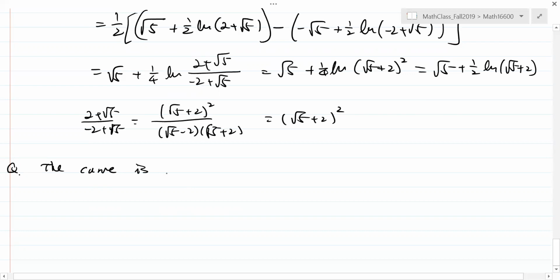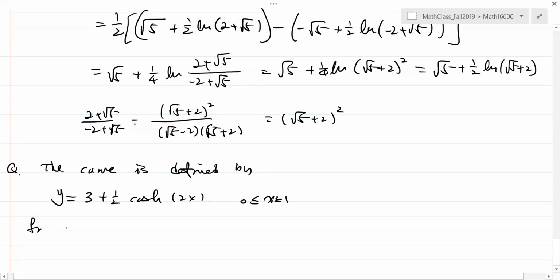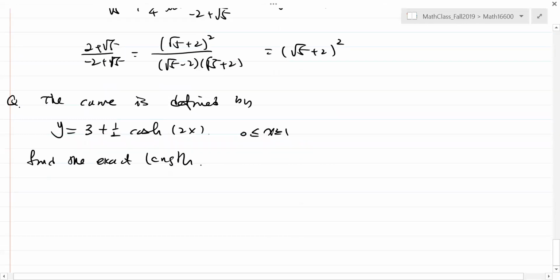So the curve is defined by the following equation: y equals 3 plus half hyperbolic cosine 2x, where x is between 0 and 1. If you ask it to find the exact length of the curve, then you have to evaluate the integral.